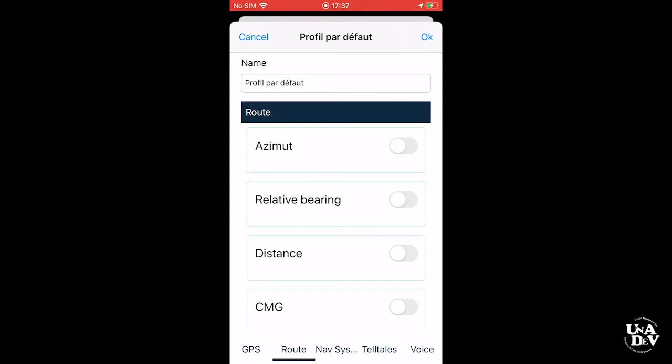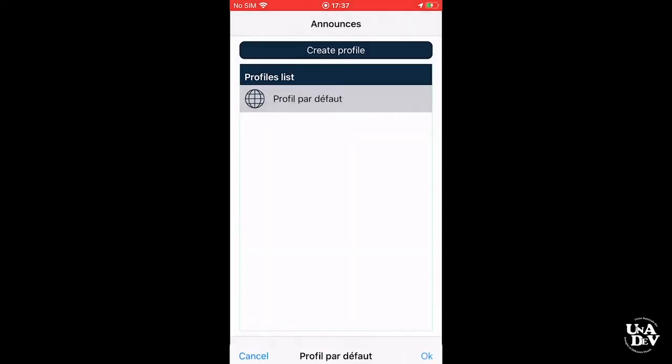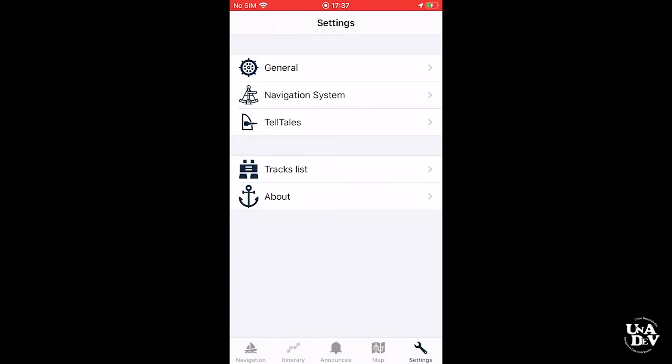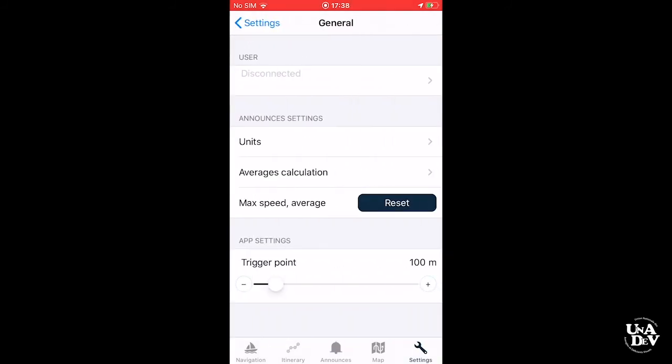Distance. This is the distance between us and the point we're sailing towards. Note that you can set the units of distance used by Sara Navigation. To do so, select the Settings tab on menu level 1. Then go to General. You can use meters or nautical miles.